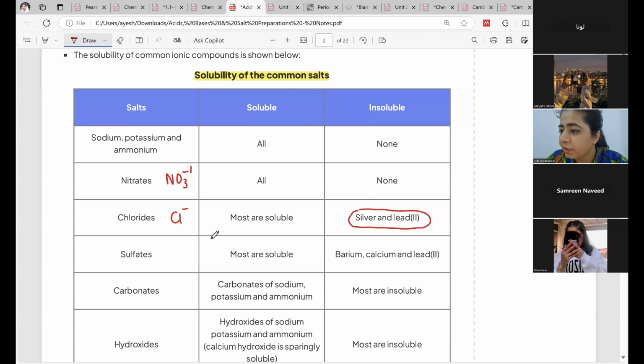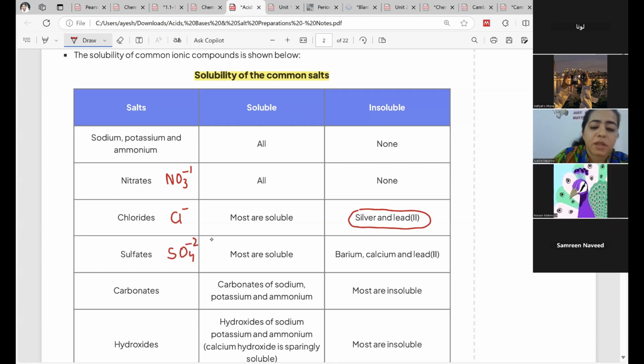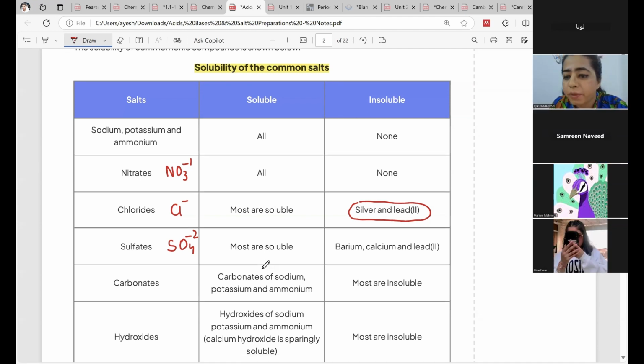Now who can tell me quickly the formula of sulfate? We did all these formulas in complex ions. SO4 with what charge? -2, perfect. SO4 -2 is going to be sulfate. So most of the sulfates are soluble. Only 3 are exceptions that you can remember: barium, calcium, and lead. Barium sulfate, calcium sulfate, lead sulfate. These will be insoluble, all other are soluble.